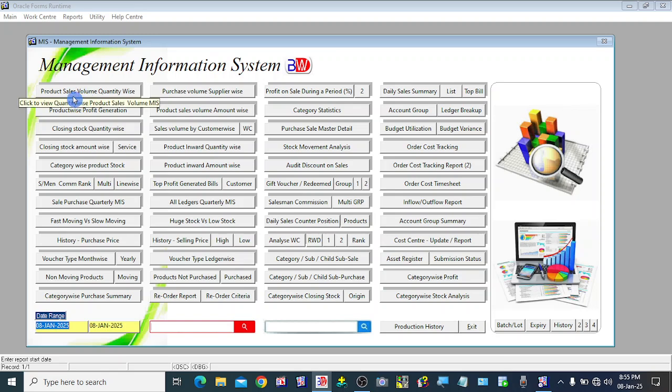Click on the product sales volume quantity wise. Here let me enter a date range, 1st January 2024 to 31st December 2024. It means during the last year I want to know what is the hot selling product in my store based on the quantity. After entering the date range, click on the product sales volume quantity wise.